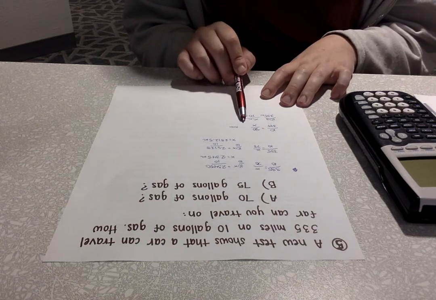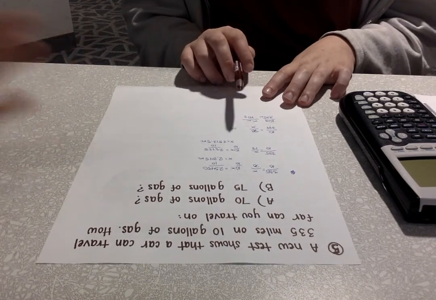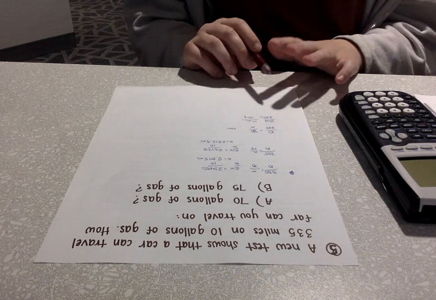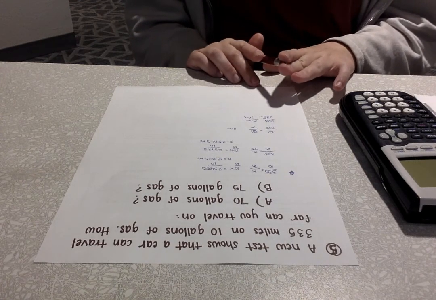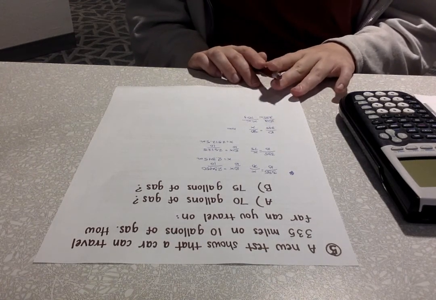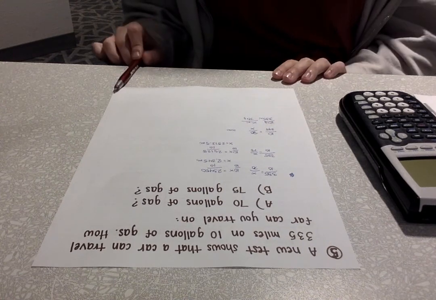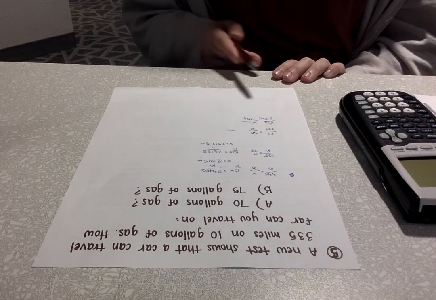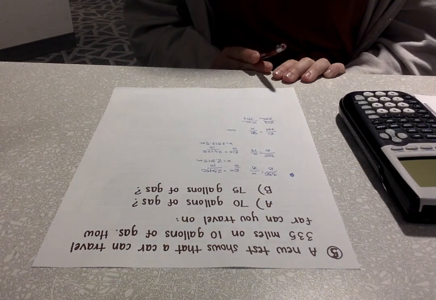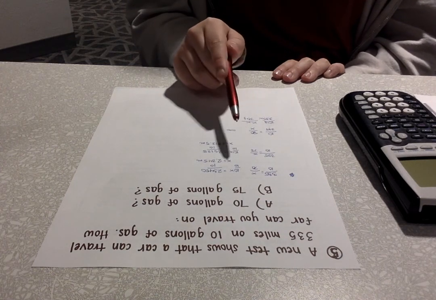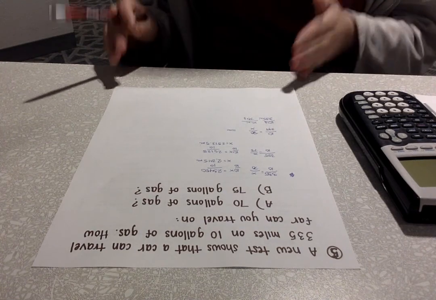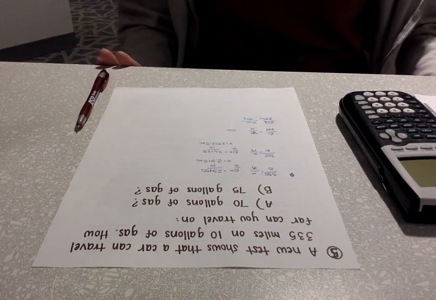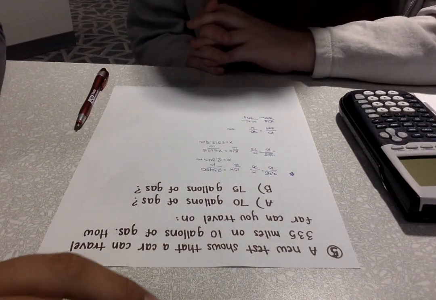Right. And how do those quantities relate to each other? Miles is related to gallons, right? Yeah, because how far you go depends on how many gallons of gas you're using. So we're trying to figure out, okay, if I have this amount of gas, how far can I go? Kind of deal. Yeah. Very cool.